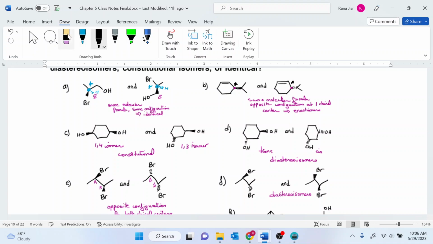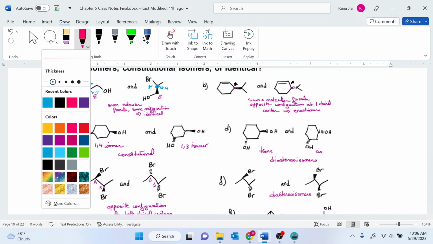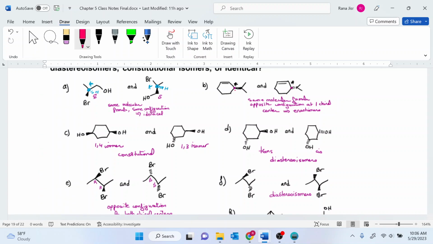So let's go ahead and do the configuration around this chiral center. You have your hydrogen, which is behind. So this is going to be group number 1. This is going to be group number 2. And that is going to be group number 3. And I am going by 1, 2, and 3, like that. So this is going to be an S configuration.